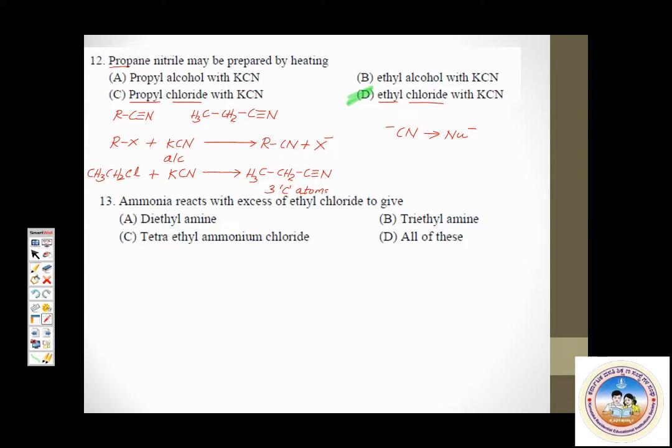Now, let me take up question number 13. Ammonia reacts with excess ethyl chloride to give. Okay? So you are trying to react ammonia with excess ethyl chloride. At the same time, dear students, please keep writing quickly as and when I am solving these questions. Write it along with me. At the same time, listen to the explanation also.